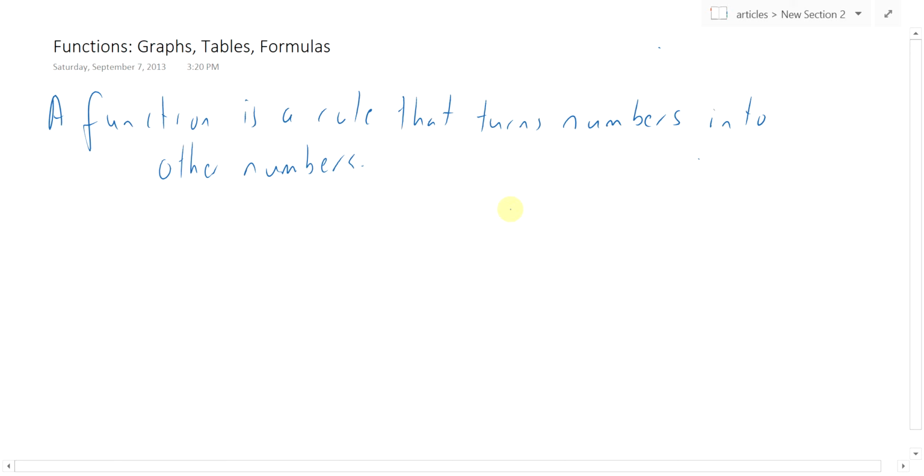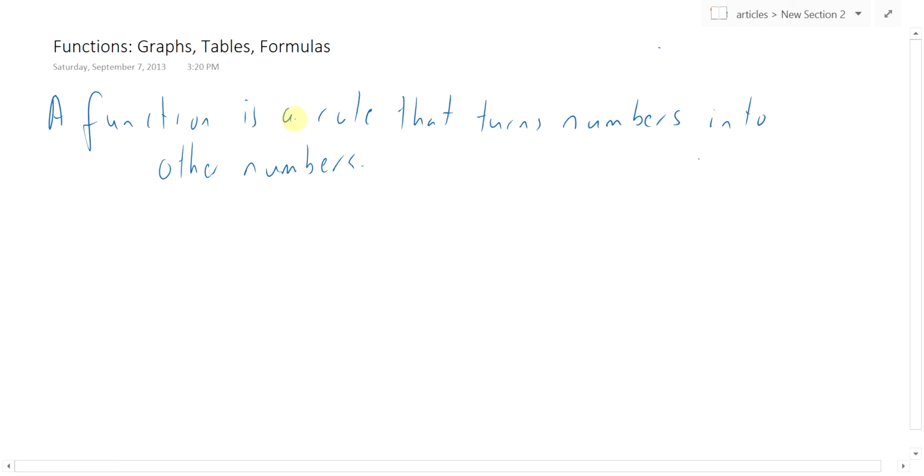Okay, so we're back in chapter 2. We're beginning chapter 2, Functions. And functions can be defined by graphs, tables, and formulas. And so we'll look at what a function is and how you can depict it. And so this is the basic rule of what a function is.